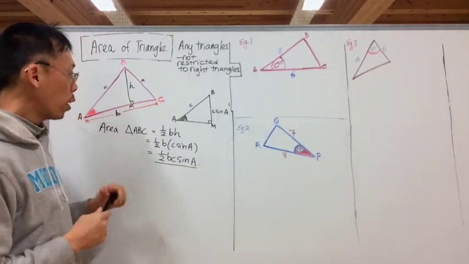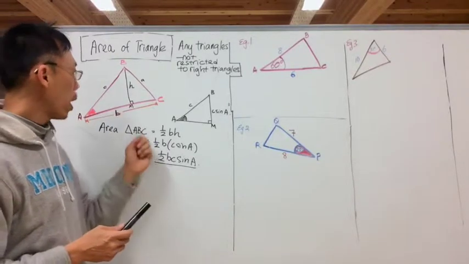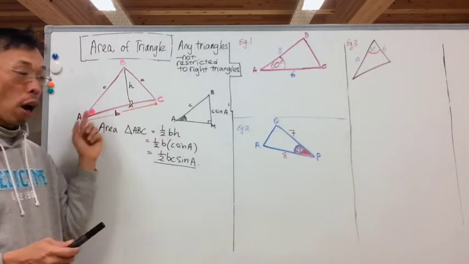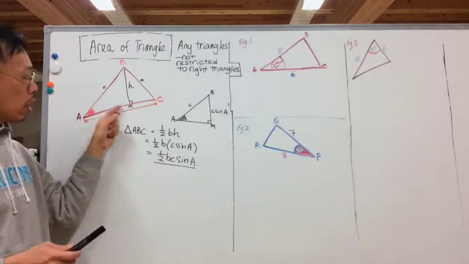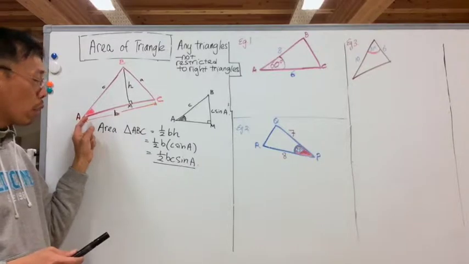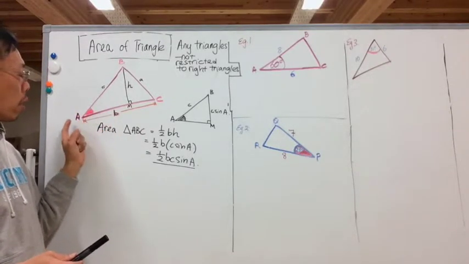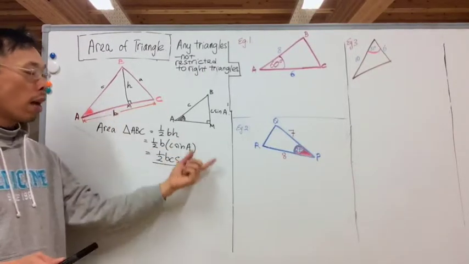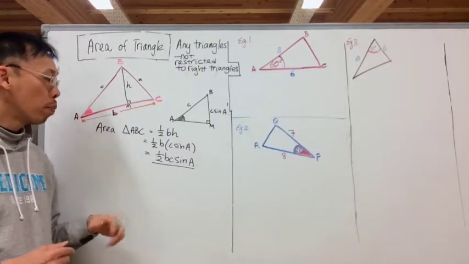Observe carefully how you make sense of this formula. In order to find the area of any triangle, all you need is half, and then b and c happen to be the sides that make up this angle, and A is the angle. So all you need is to know the angle and the two sides that make up the angle. Then you will have enough information to find the area of this triangle.